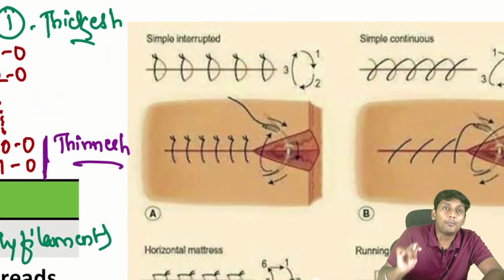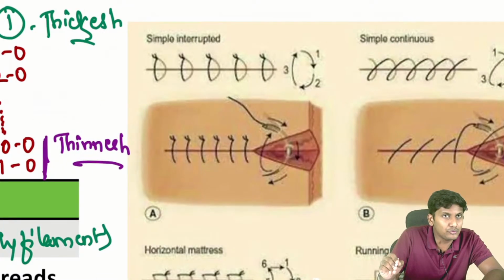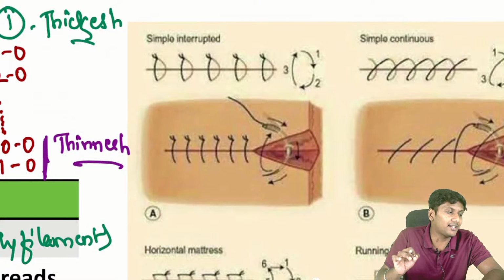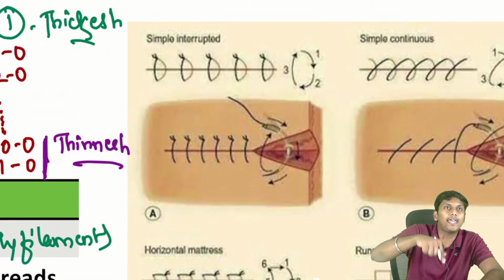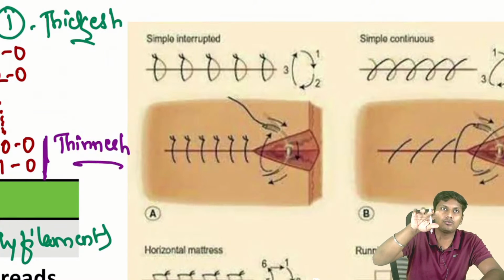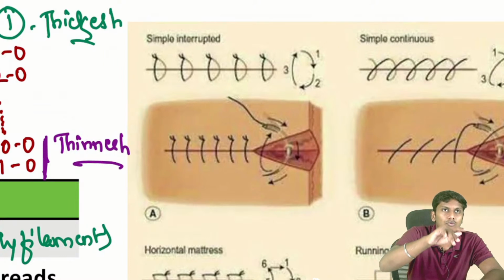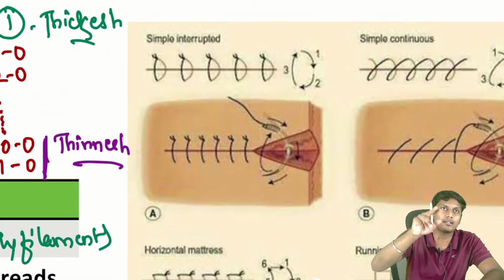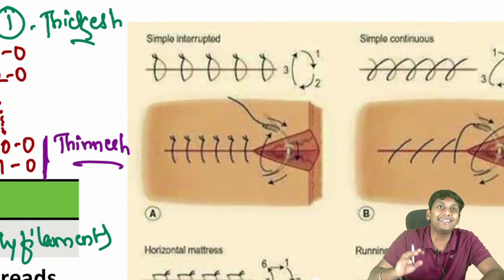Important is first, the most common type of sutures that we take are called a simple interrupted suture. Everything is in its name: simple and interrupted. Interrupted means they are not continuous. You take one suture, tie a knot, cut it. You take another suture, tie a knot, cut it. This is why they are called interrupted sutures.